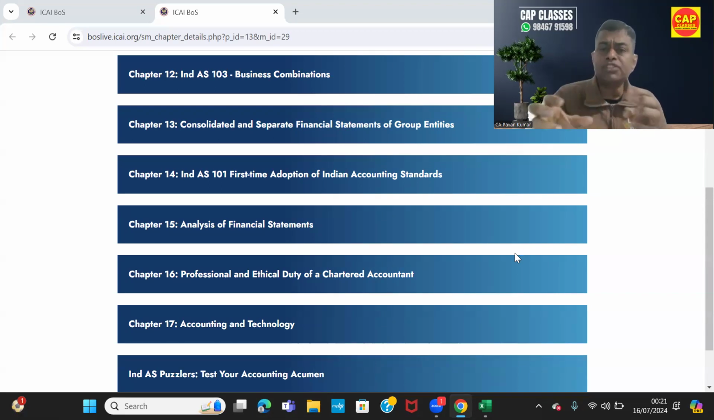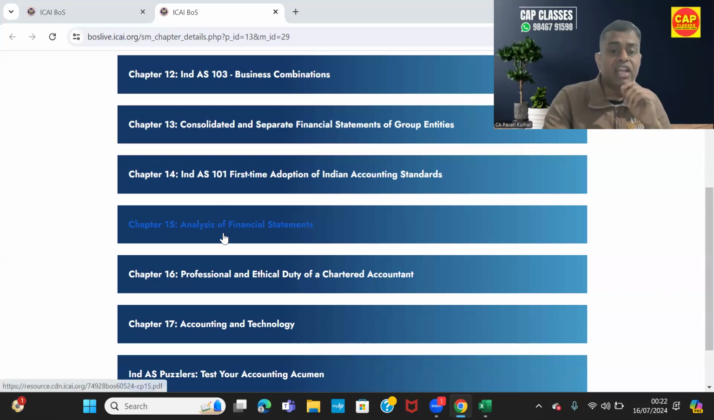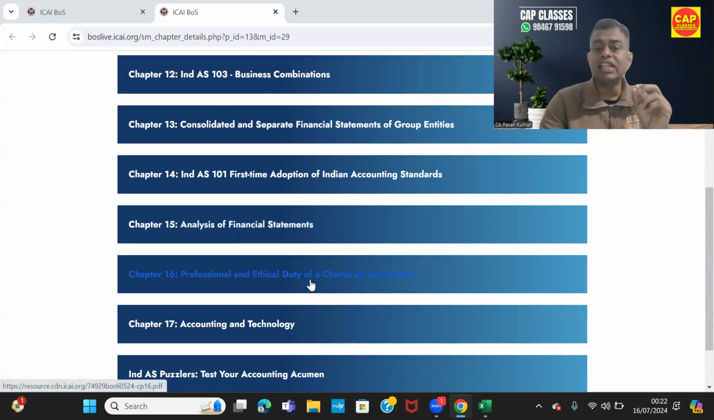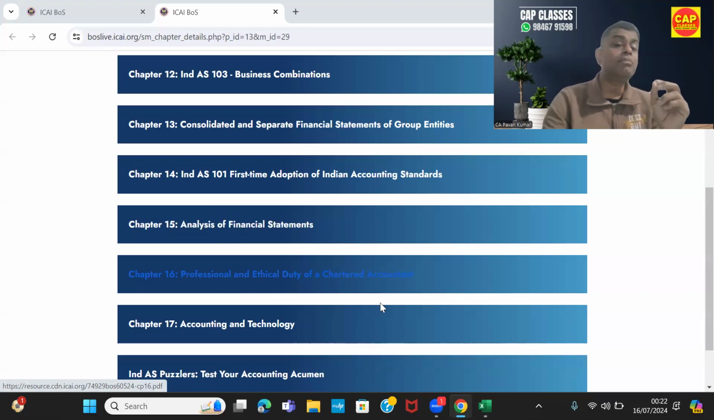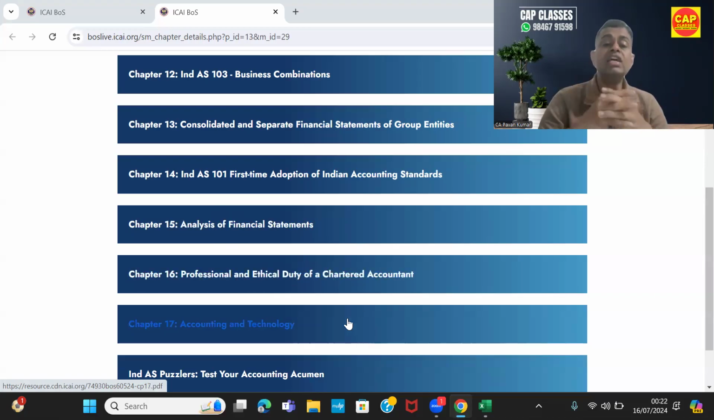However, there are certain spin-offs, there are certain mix and match kind of things. If you look at this ICAI material, this is the fourth module I have opened on the screen. Please make a note of it. Chapter 15, analysis of financial statements. Chapter 16, professional and ethical duty of chartered accountant. Chapter 17, accounting and technology. These three are new topics added in the syllabus.